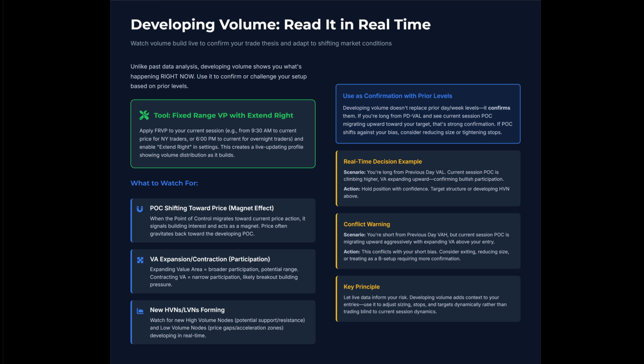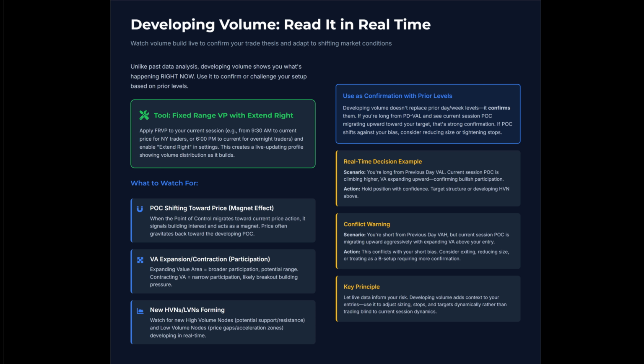to current time. Third, enable extend right or real-time update if your platform supports it. This setting makes the profile update continuously as new volume comes in. You'll see the profile evolve in real time rather than waiting until you manually refresh. Fourth, keep this developing profile on your chart alongside your prior day levels. This allows you to compare what happened yesterday with what's happening today.